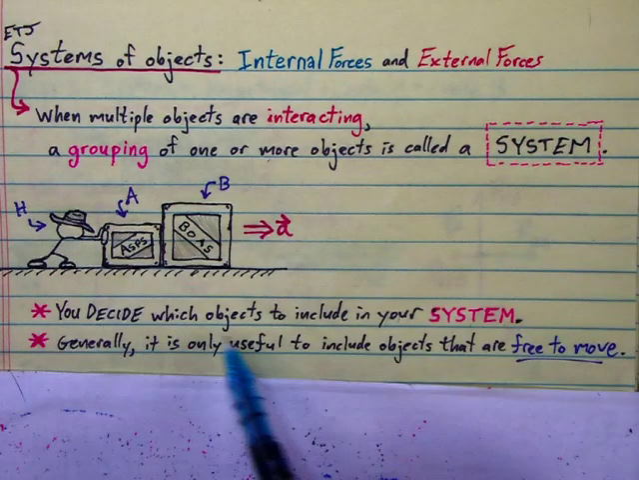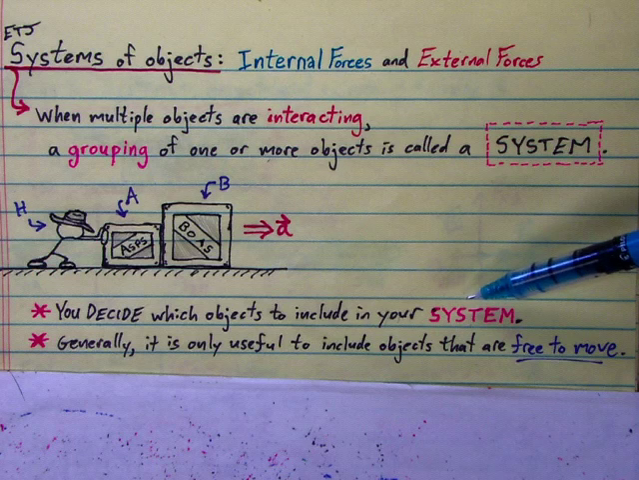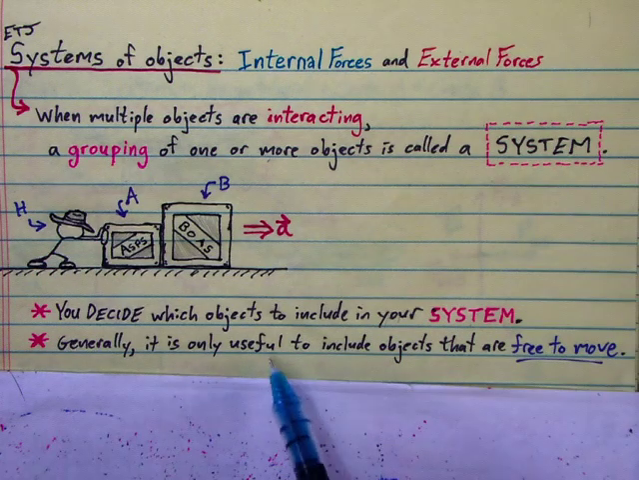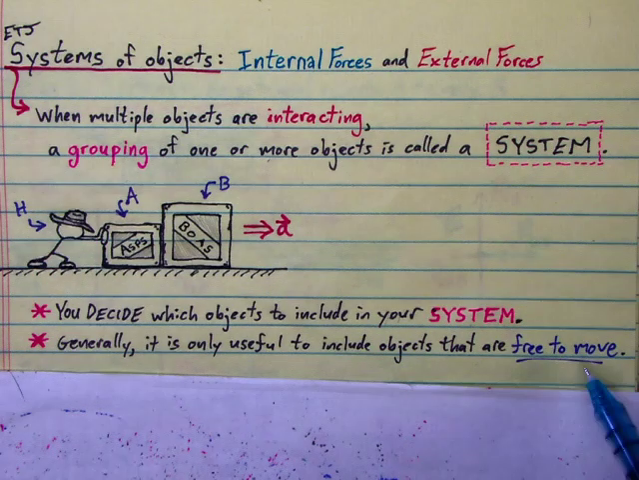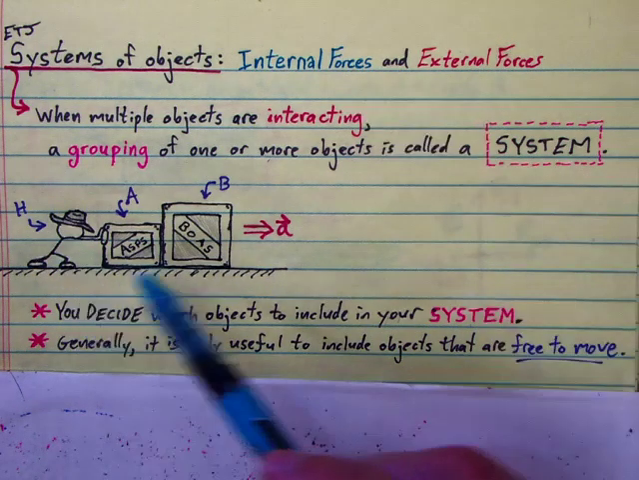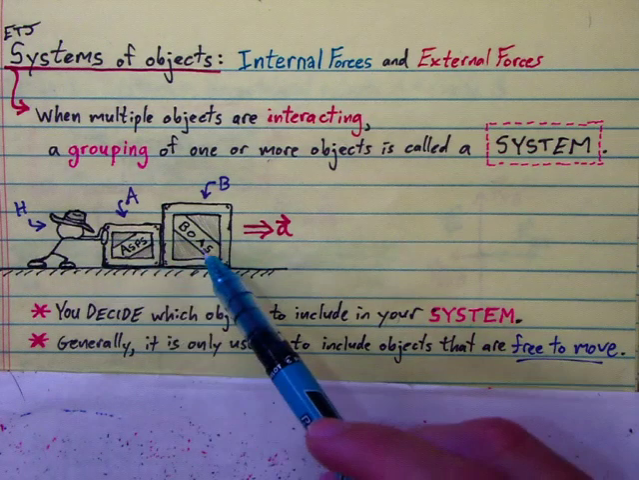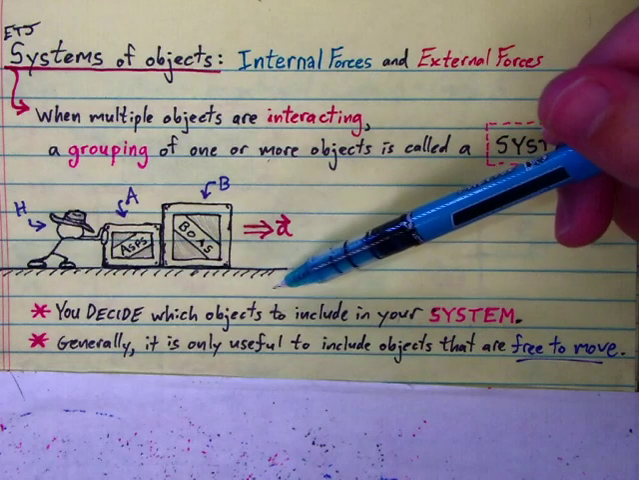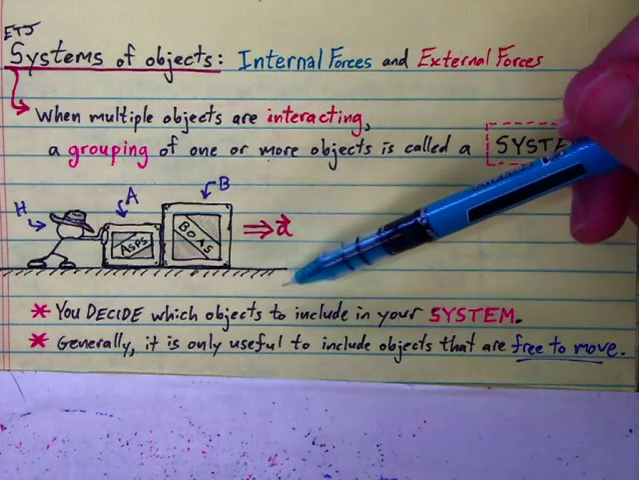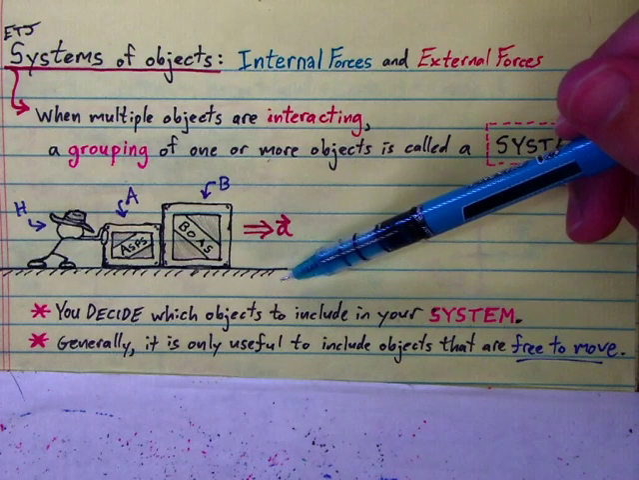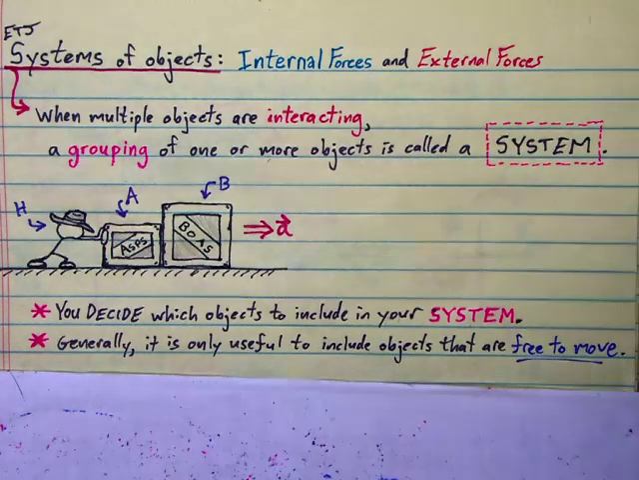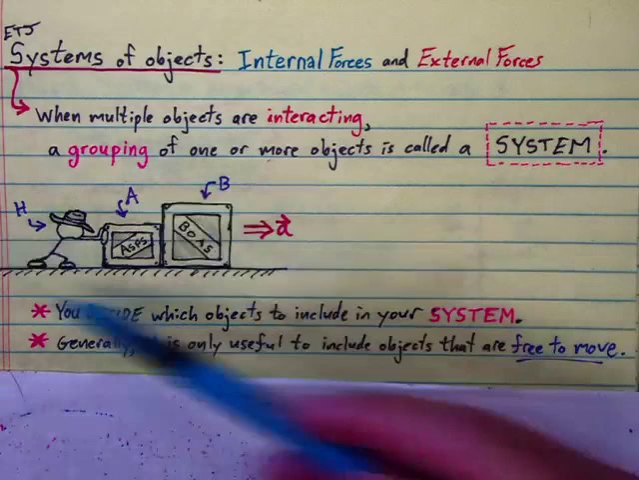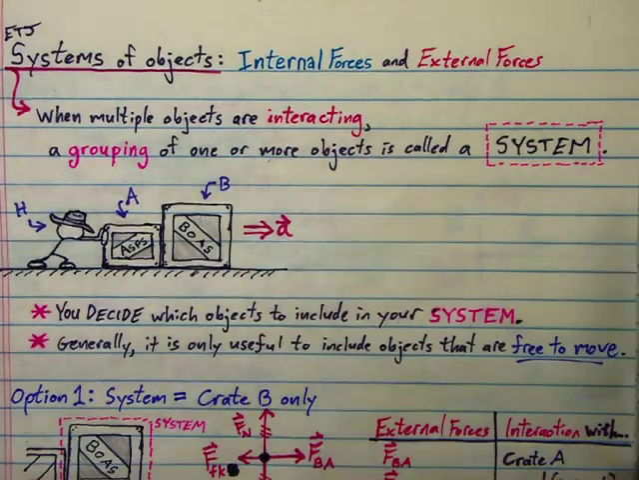First, you decide which objects to include in your system, and generally it is only useful to include objects that are free to move. So the herpetologist, the crate, and the other crate are all free to move around, but the ground is not. So generally, you would never include the ground in your system because it's kind of locked in place. Okay, let's look at 3 options for how to define a system for this scenario.